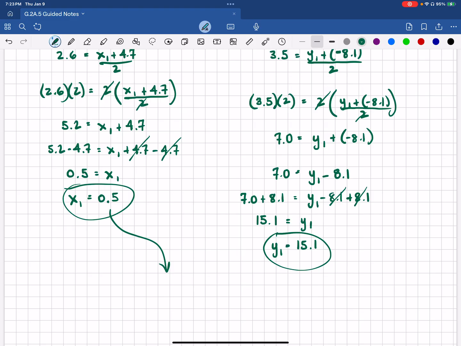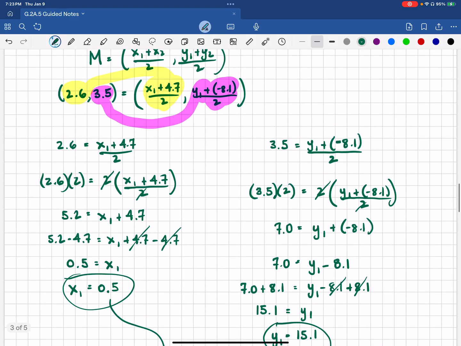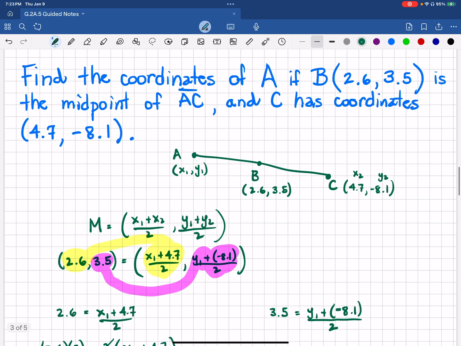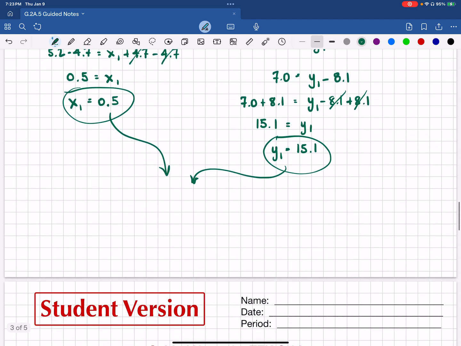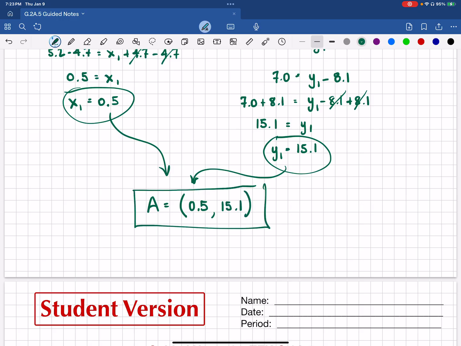I'm going to take my x's and my y's, and I'm going to put them together. And remember, we're looking for A. So the coordinates of A are going to be 0.5 and 15.1. That's the endpoint of this line segment.